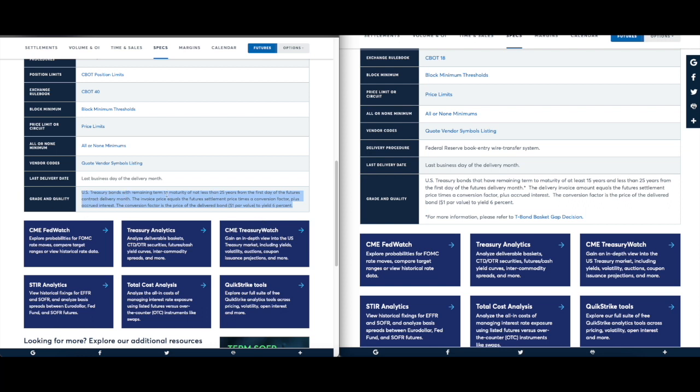U.S. Treasury bonds with a remaining term of maturity of not less than 25 years from the first day of the futures contract delivery month. Blah, blah, blah. Let's take a look at the 30-year Treasury, ZB: U.S. Treasury bonds that have a remaining term to maturity of no less than 15 years and no more than 25. Ultrabond is 25 years and more. 30-year bond is 15 to 25 years.